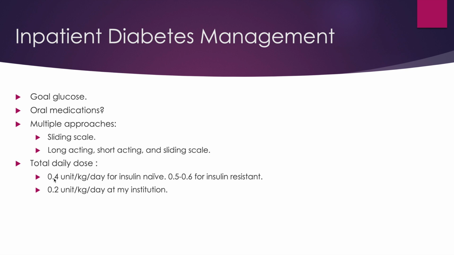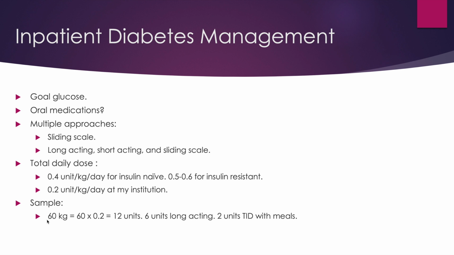But the official recommendations, if you look at articles, usually recommend 0.4 units per kilo per day for an insulin naive patient, and this is the dose you will start someone on. You would usually change this dose as you keep going through the days. So let's talk about some example patients.